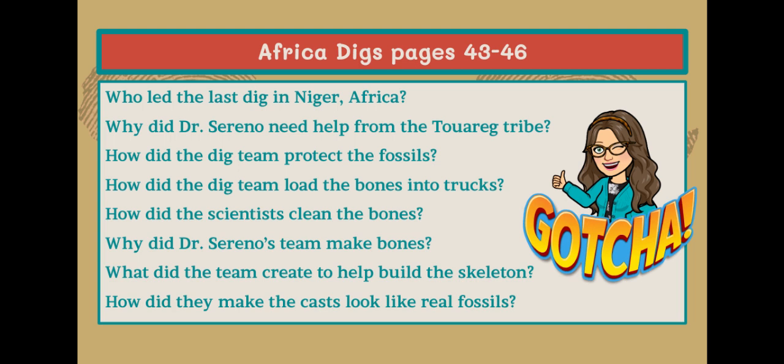Let's review. Where are your eyes while the text is read? Where is your pencil? Eyes on text, pencil on words. Let's begin. While reading, you should also think about our two big idea questions. What can we learn from fossils? And why is it hard to recover fossils? Turn to page 43.